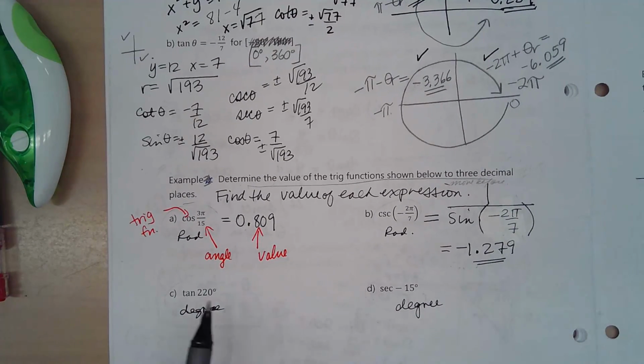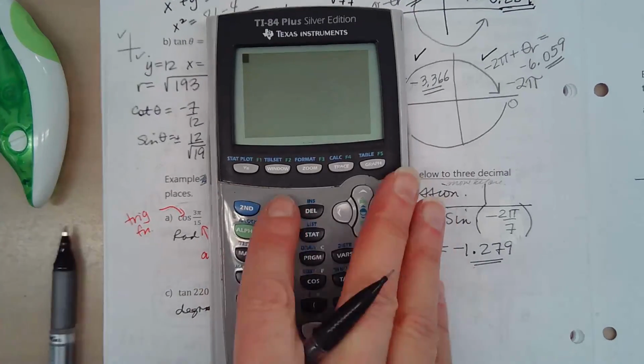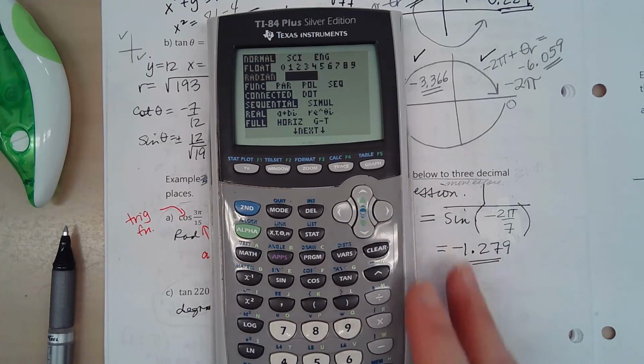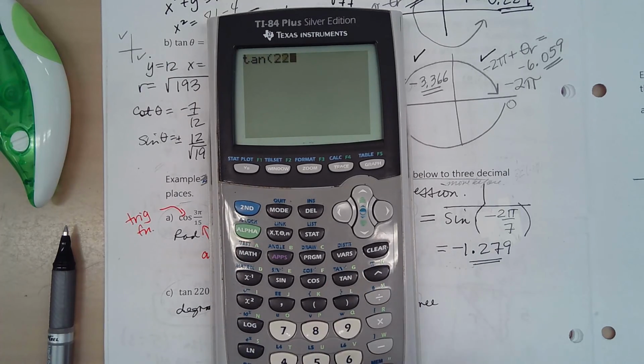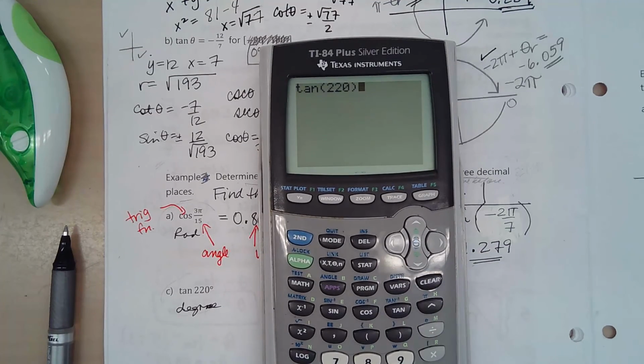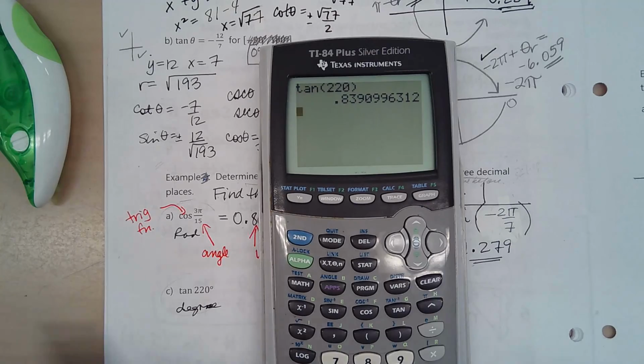Okay? What about tan of 220? Now we're into degrees, so you got to flip to degrees. I think you guys have a much easier calculator probably than I do. Let's think about this for a sec. What quadrant is tan of 220 in? 3. Quadrant 3. Should tan be positive or negative? Positive. There it is, 0.839.